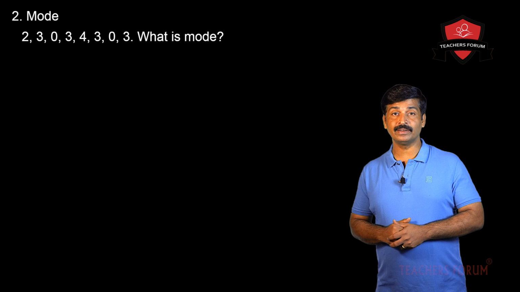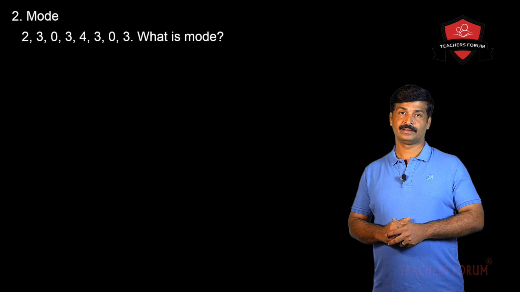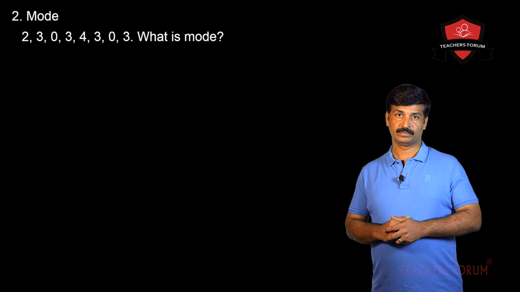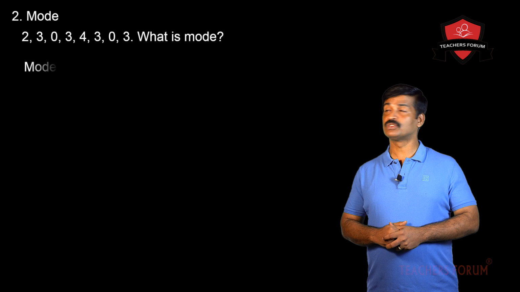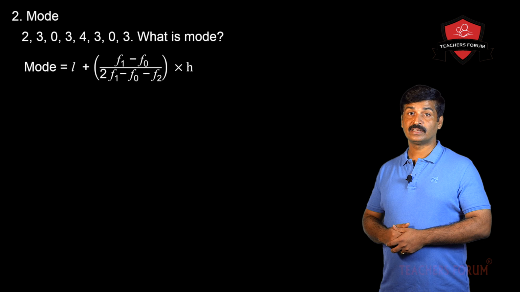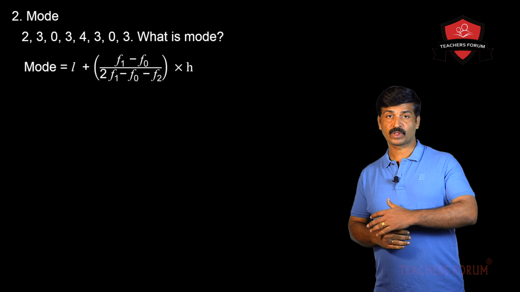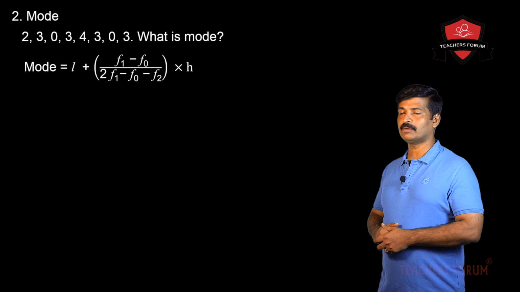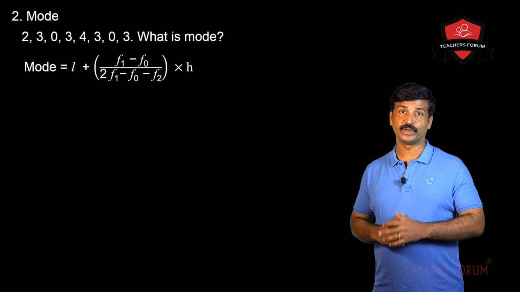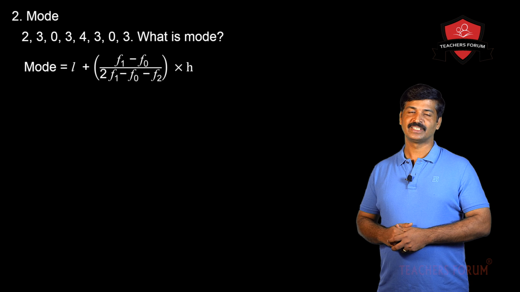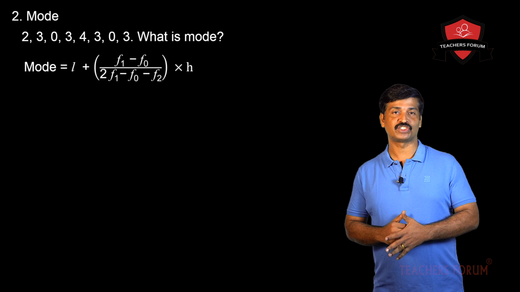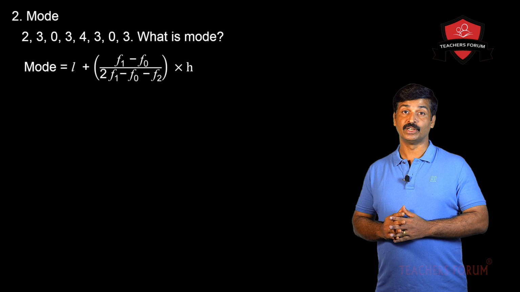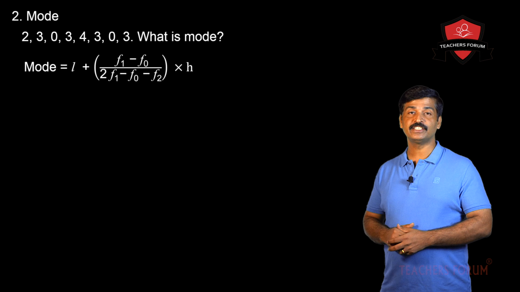Now, if you are given grouped data, how can you find the mode? In that case, you can find the mode using the formula L plus (F1 minus F0) all divided by (2F1 minus F0 minus F2), into H. Now let us take one example to understand what are the terms involved in the formula to find mode.